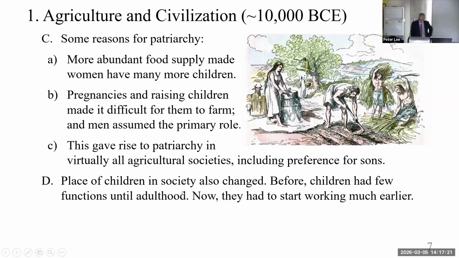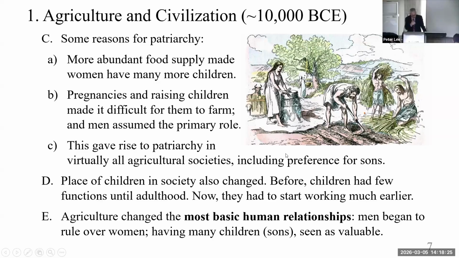The place of children in society also changed. We don't think about children much, but their place in a hunter-gatherer society was not the same as their place in an agricultural society. Apparently, in a hunter-gatherer society, children were left free to play, or maybe help their moms with gathering activities, and not be a burden to anyone. But children in an agricultural society were expected to help their parents do the work of farming, because farming was a full-time job. Before, they had few functions until adulthood. Now, in an agricultural society, they had to start working much earlier because children could farm as well.